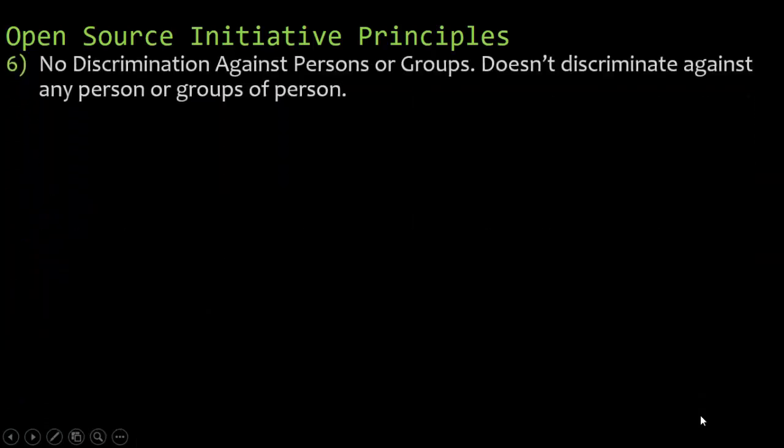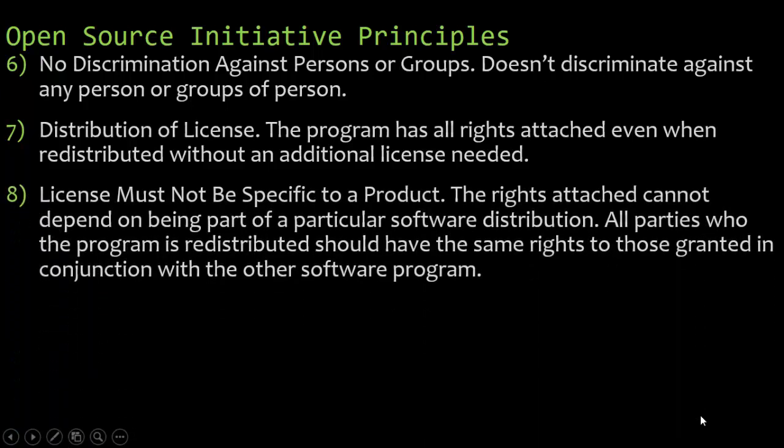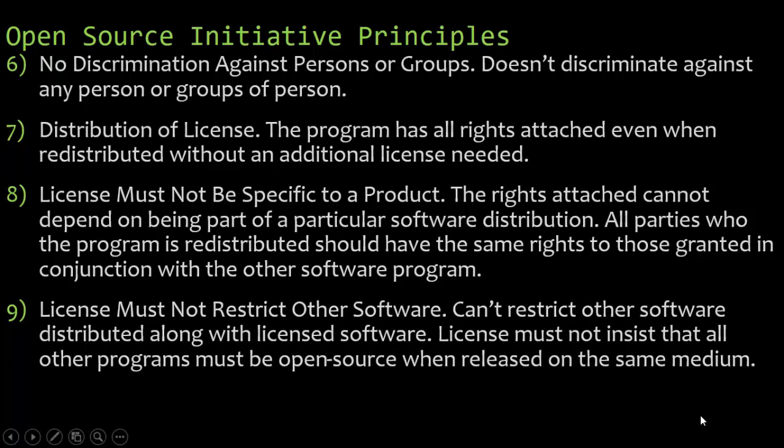All right, number 6, no discrimination against persons or groups. It doesn't discriminate against any person or group of persons. That's pretty self-explanatory. Number 7, distribution of license. The program has all rights attached even when it's been redistributed, without an additional license being needed. Number 8, the license must not be specific to a product. The rights attached cannot depend on being part of a particular software distribution. All parties to whom the program is redistributed should have the same rights as those granted in conjunction with the other software program.